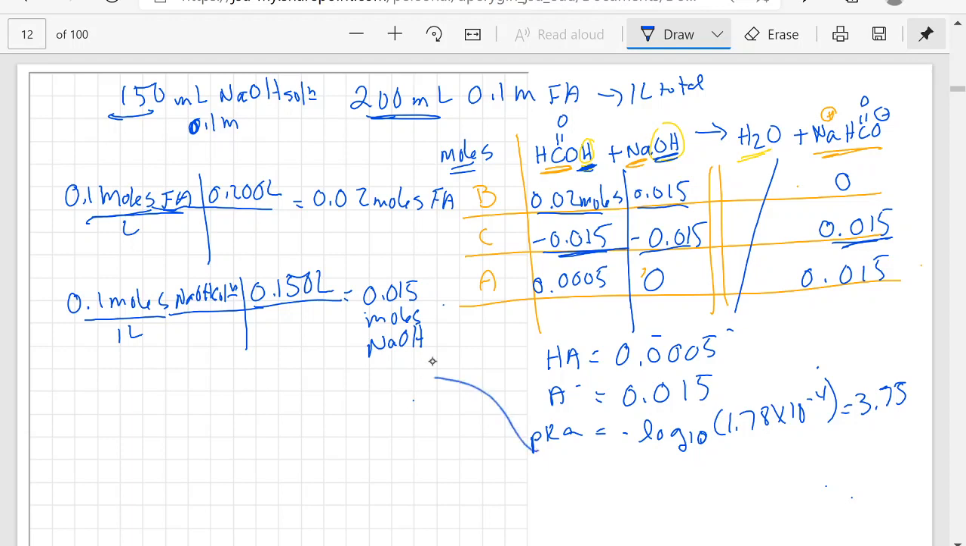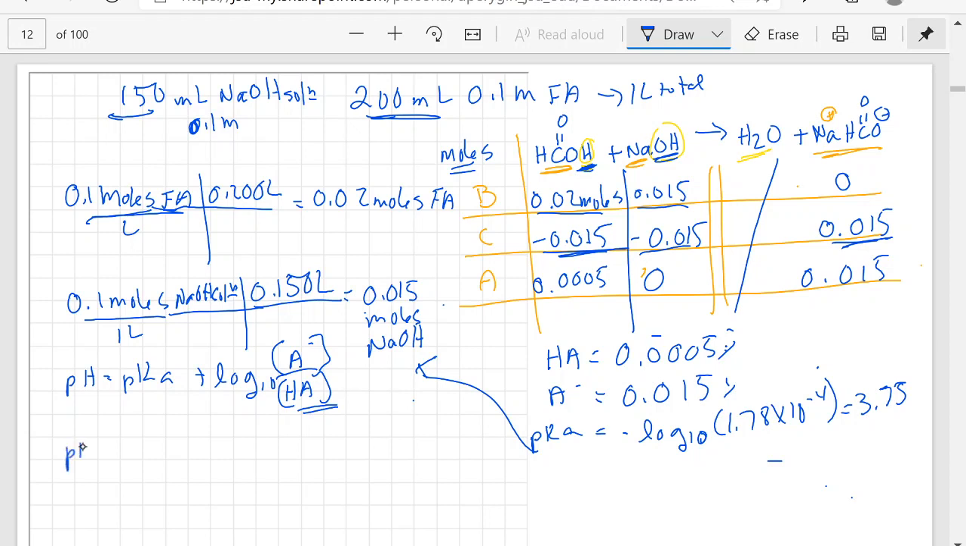So remember our Henderson-Hasselbalch equation. pH is equal to pKa plus the log to the base 10 of the base over the acid, so the A minus over HA concentration. Now, you can take that amount and divide by the liters, but you don't really have to here, because if you divide both of these by liters, you're going to have the same ratio. The ratio is what matters. So you can actually just plug moles in for this.